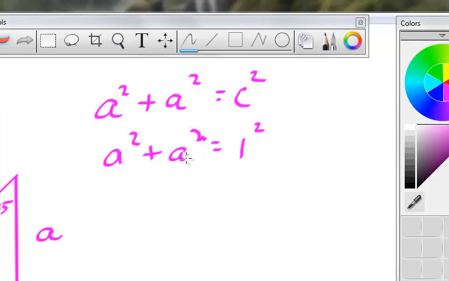Okay, now I asked the other class this and they missed it. I'll ask you guys. A squared plus A squared, what is that? 2A squared. Good, even though I heard some wrong answers. 1 squared is 1. All right, now we're going to solve for A squared. This is algebra kung fu. Do not let this problem beat you up. We're dividing. We're going to divide by 2. So we got A squared equals a half.